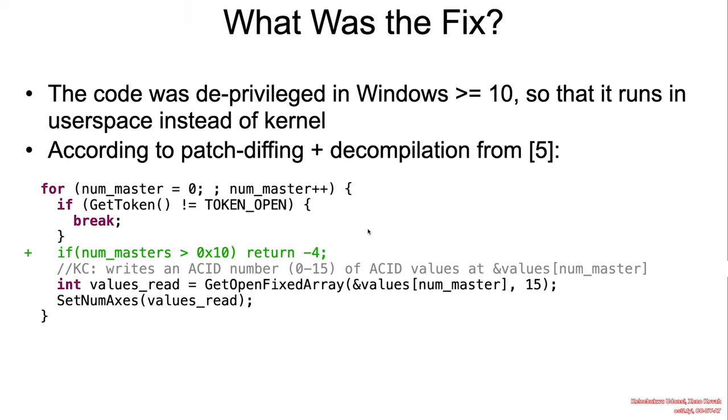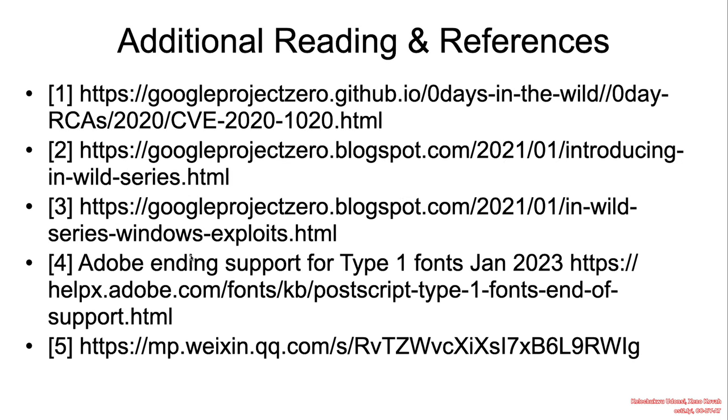What was the fix? The code was deprivileged in Windows 10 and above, so it runs in user space instead of kernel. According to patch diffing and decompilation, there was an additional check to limit the maximum value of non-masters. For additional reading, check the reference slides.